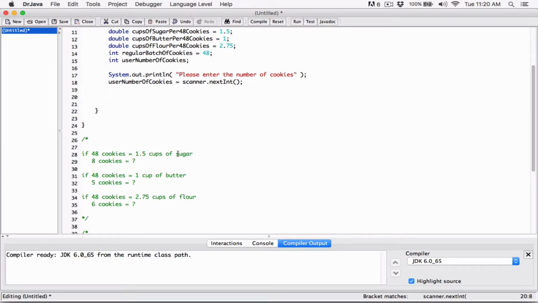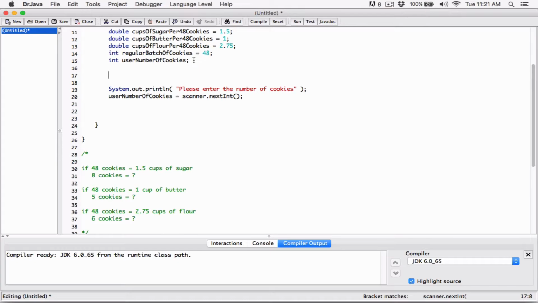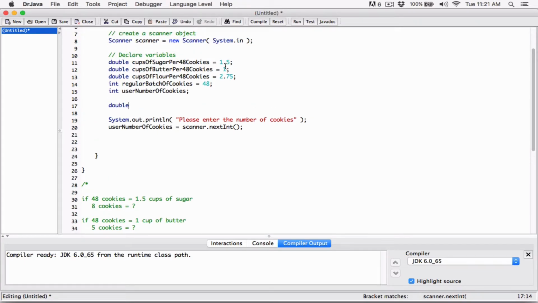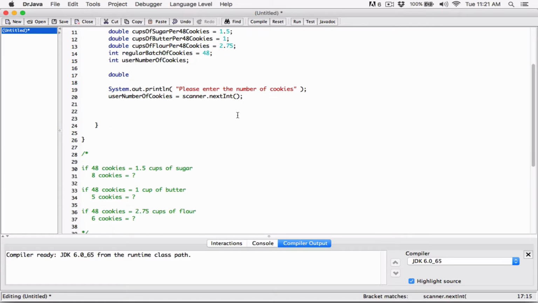cups of sugar, and we need a variable to hold that. We need a variable to hold how many cups of sugar we're going to need for whatever number of cookies the user enters. So we're going to go ahead and declare that. It's also going to be a double because it could be 1.5, 1.3 and all that. So it's going to be a double, and I'll call the first one expected cups of sugar.